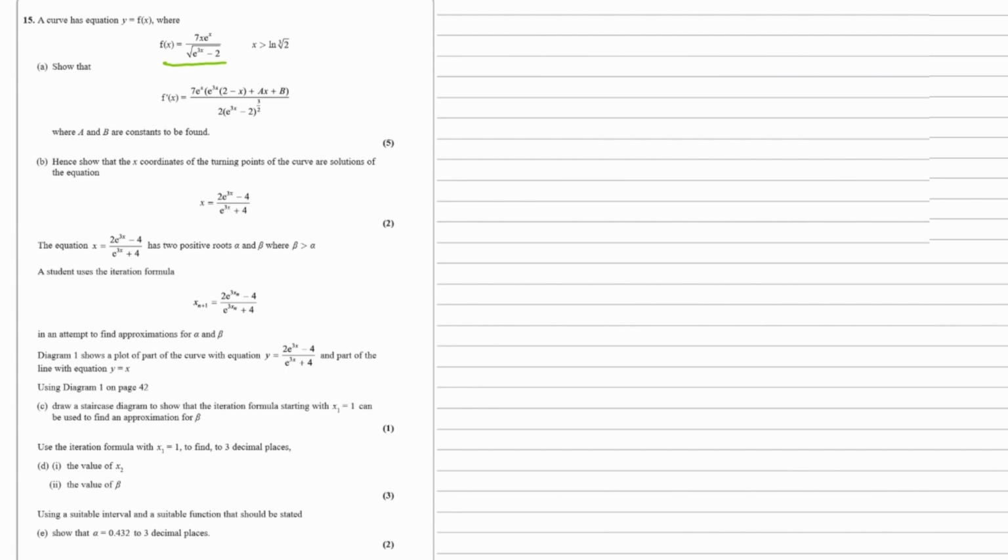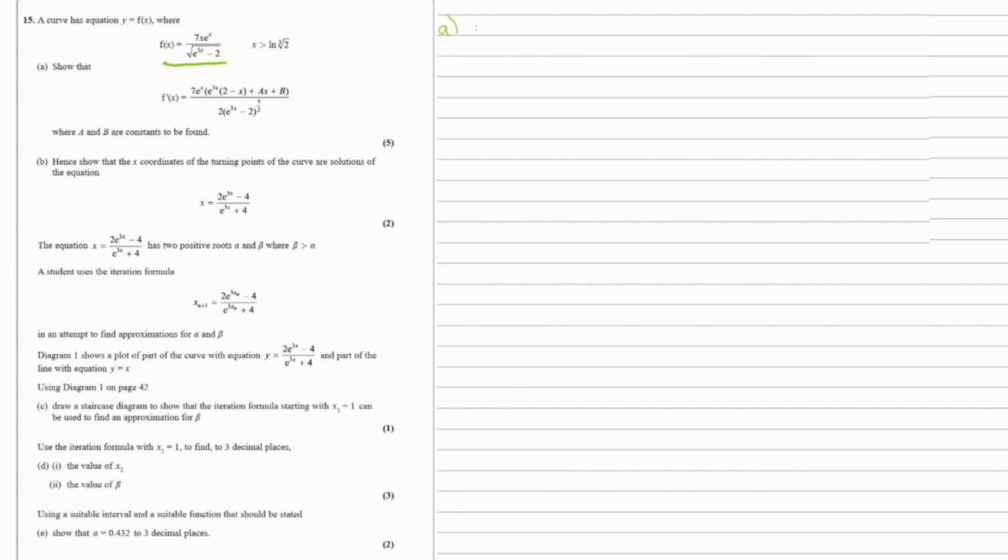Part A. Show that the derivative of f(x) is equal to 7e^x [e^(3x)(2 − x) + ax + b] over 2(e^(3x) − 2) to the power 3 over 2.